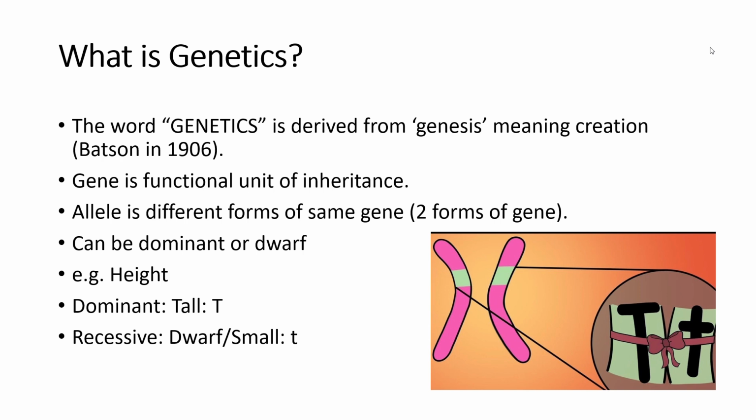The word genetics is derived from genesis, that means creation. Gene is the functional unit of inheritance. Allele is different forms of the genes, that is, alternate forms of the genes. Here you can see that on two chromatids, on the same locus, two genes are present. So these two genes are called alleles to each other. They can be dominant or recessive. For example, for plant height, dominant is tall, and recessive is the dwarf one, or small. Dominant tall is denoted by capital T, and dwarf is represented by small t.